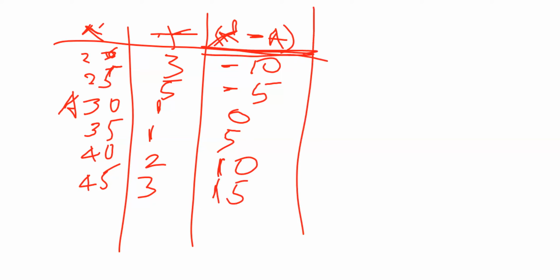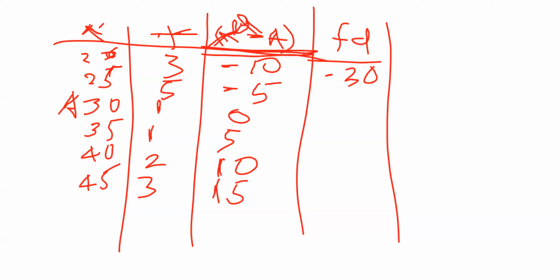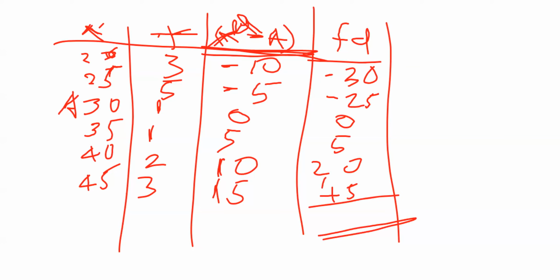The one we did before, we just added this column alone. But because there is frequency in the question, we need to find FD, because this is the deviation. So we then have 3 times minus 10 is minus 30. 5 times minus 5 is minus 25. 0. 5. 20. 45. I hope you are with me. Yes.